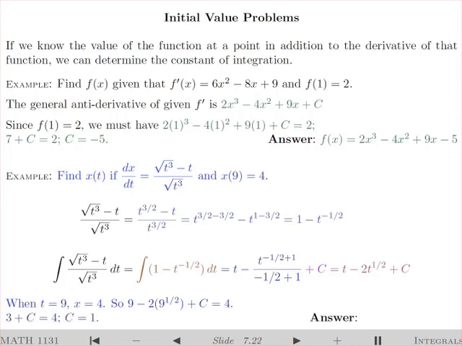So c is 1. And I put this back in the expression for the general antiderivative. That gives me the function. I also went back to radicals. t to the 1/2 is square root of t. So x is t minus 2 radical t plus 1. This concludes our basic examples of initial value problems.